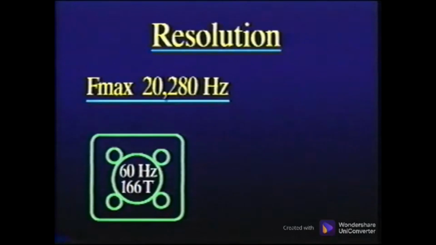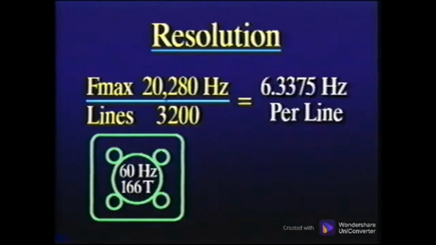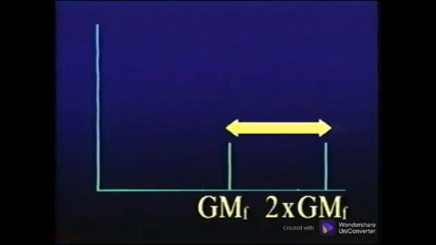If the maximum number of lines of resolution is 3,200, then the resolution is about 6 1/3 Hz of energy per line of resolution. This can help us in the high end of the spectrum to determine the status of gears, but we need to see much more than gears.